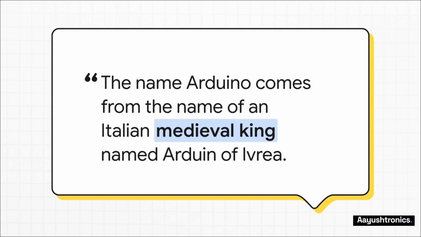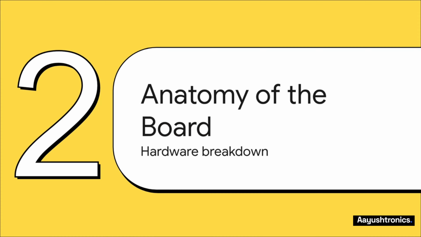And honestly, the naming story brilliantly illustrates its humble roots. The platform that literally sparked a global open-source hardware revolution was named after the Bar di Re Arduino. Yep, the local pub in Ivrea where the founders frequently hung out, which, funnily enough, was itself named after an Italian medieval king. Part 2.